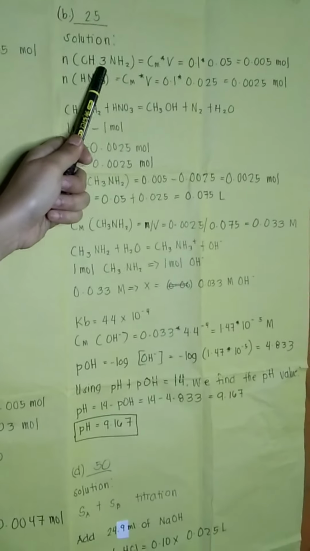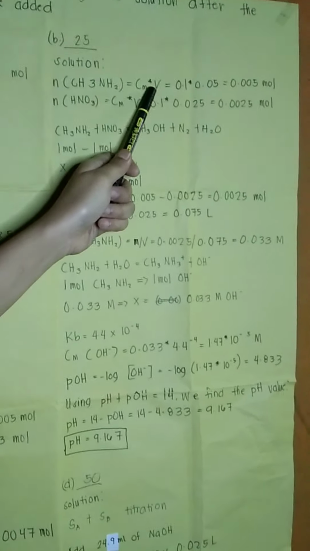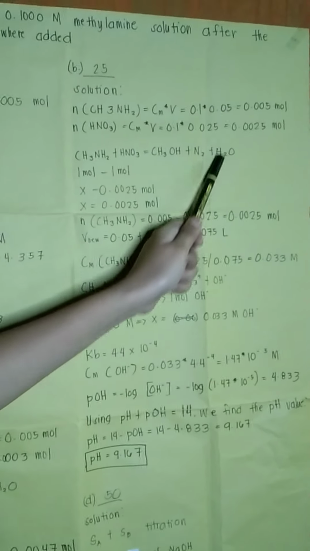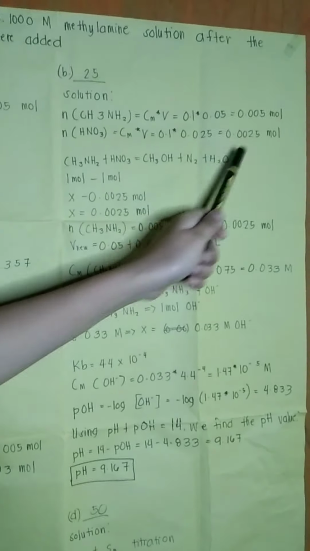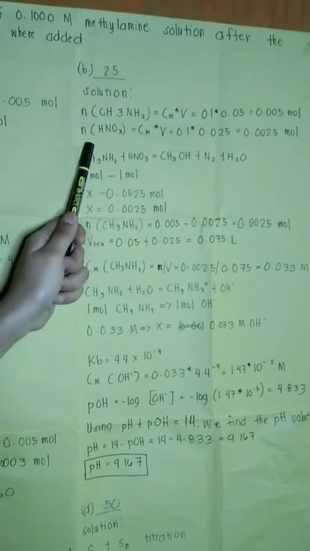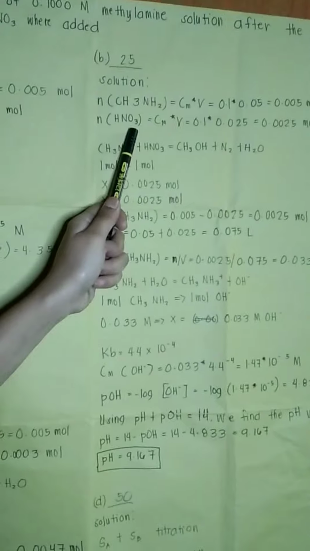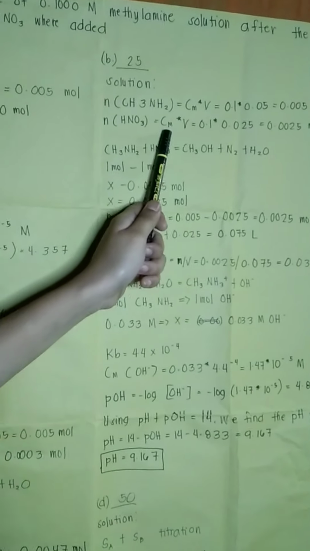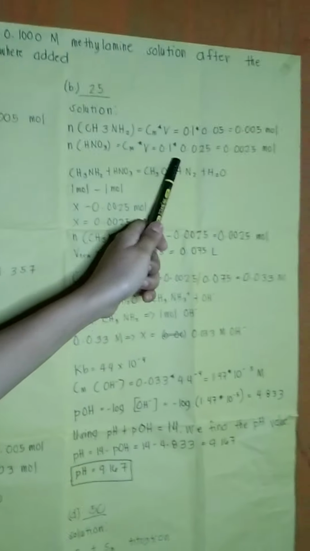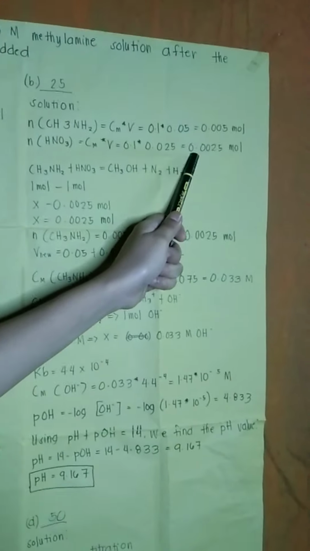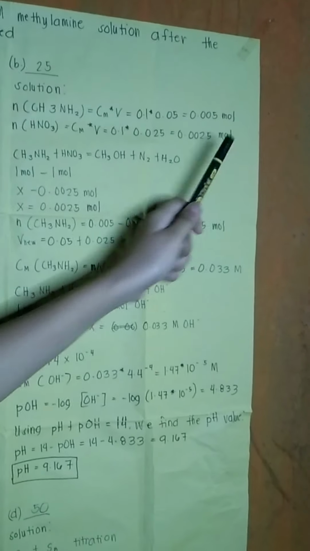N of CH3NH2 equals Cm times V equals 0.1 times 0.05. We can get 0.005 mole. N of HNO3, nitric acid, equals Cm times V equals 0.1 times 0.025. We can get 0.0025 mole.